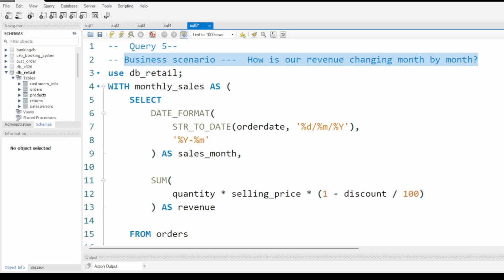I am converting the order date into year-month format, such as 2023-01 and 2023-02. Then I am calculating revenue using quantity, selling price, and discount.